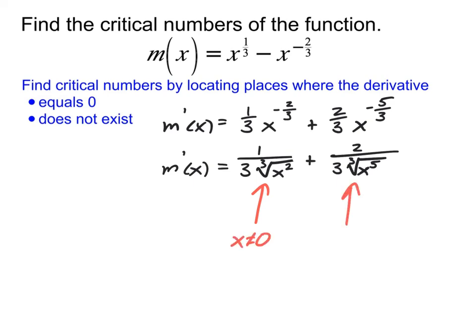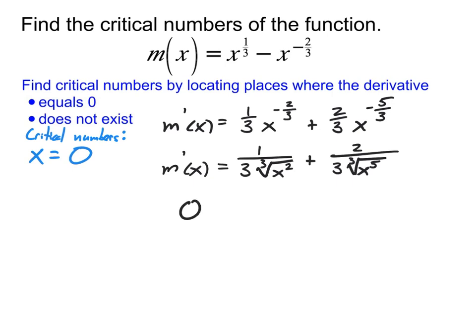If I take a look at this, I come to the same conclusion. So in both terms, I find that x cannot equal 0, and therefore I can already know that I have a critical number here at x equals 0. But it's not going to be my only critical number, because I can also try to set my derivative here equal to 0.